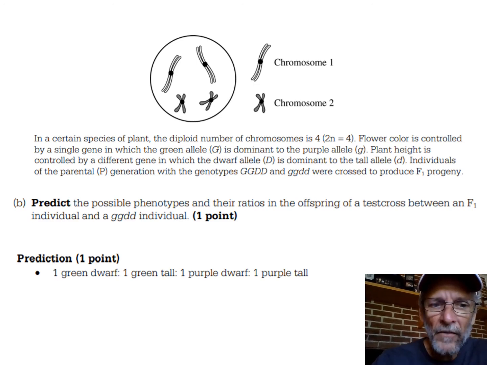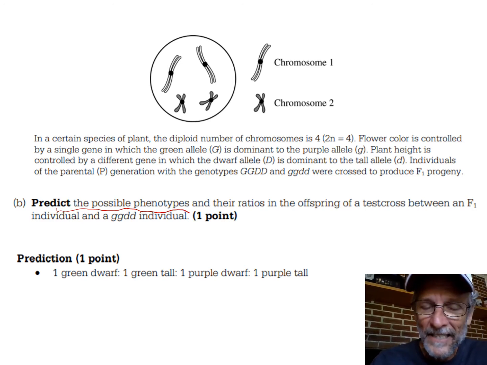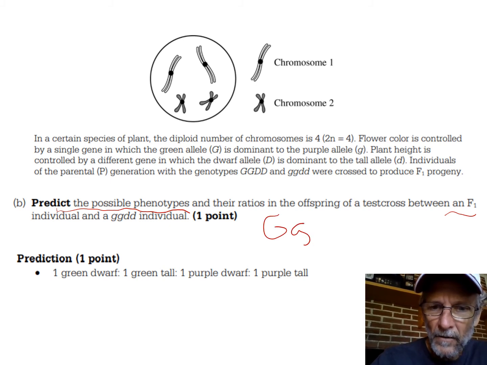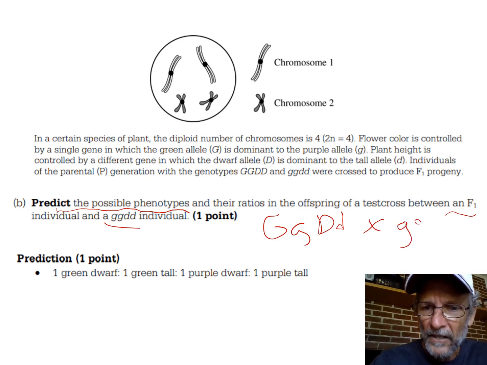Okay, so now they ask you to predict the possible phenotypes. So now they don't want G's and D's. You got to take that into account to figure out your answer here, but they want you to talk about green flowers or purple flowers or tall or dwarf. So understanding that first, we have our F1 that we just had, heterozygous for both. And now we're going to cross it with an individual that's homozygous recessive, your classic kind of test cross.